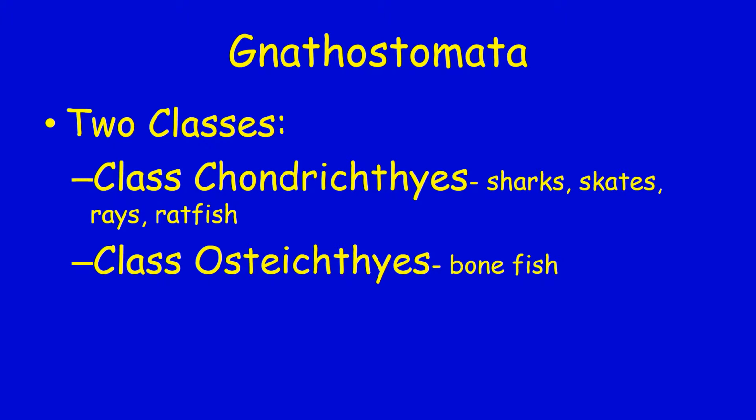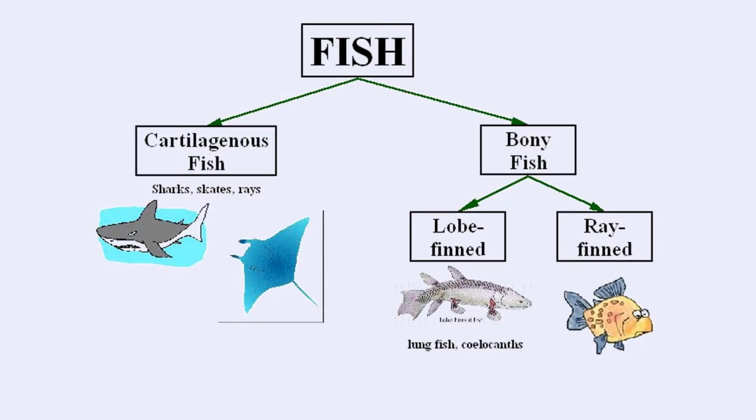So we've broken down the Gnathostomata into two classes, class Chondrichthyes and class Osteichthyes. Chondrichthyes includes sharks, skates, rays, and ratfish, and Osteichthyes are the bony fish. And if you look at the terms themselves, chondra means cartilage, and oste means bone, and then ichthyes relates to fish. So this is just the two categories of fish that we'll be talking about. The bony fish are further divided into lobe-finned and ray-finned.